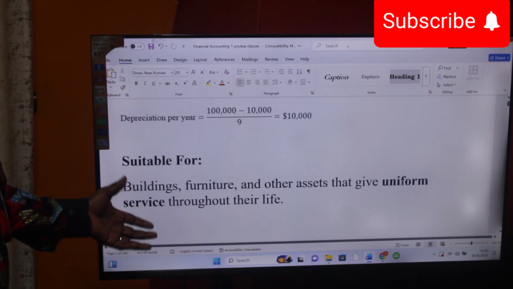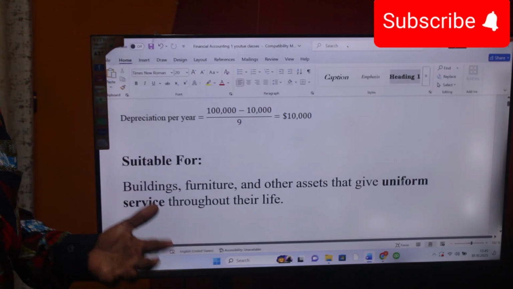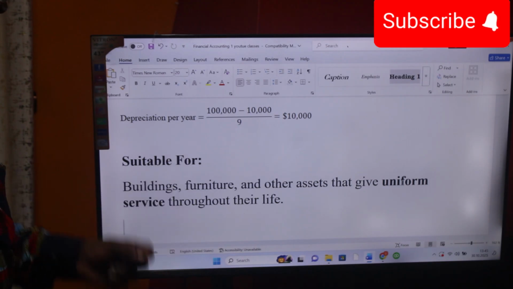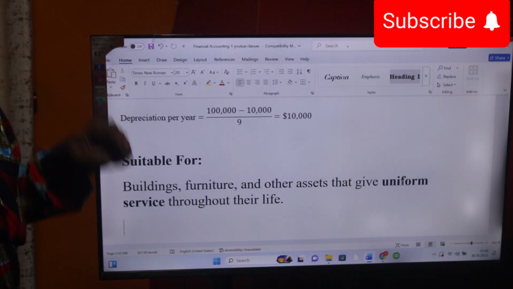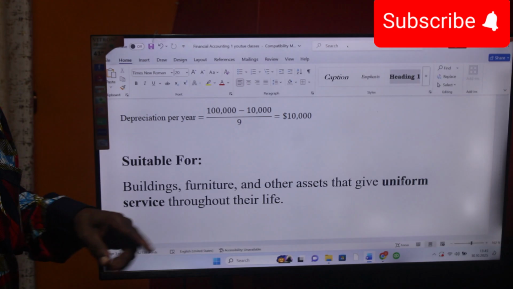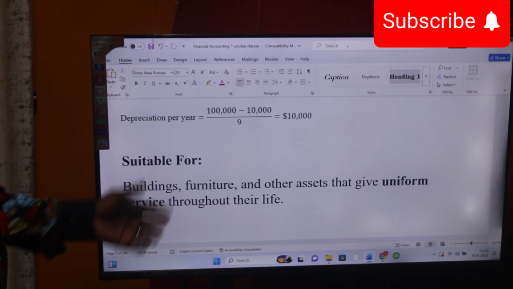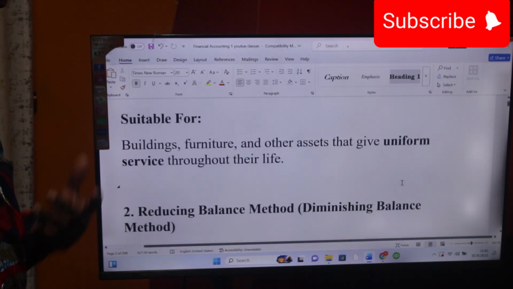You may find a question that is asking you, this method is suitable for what kind of assets? And you're saying it is suitable for buildings, for furniture, and other assets that give uniform service throughout their life. The service does not decline. But as you can realize, it may not be very good for motor vehicles because the older they become, the lesser they are able to be efficient.